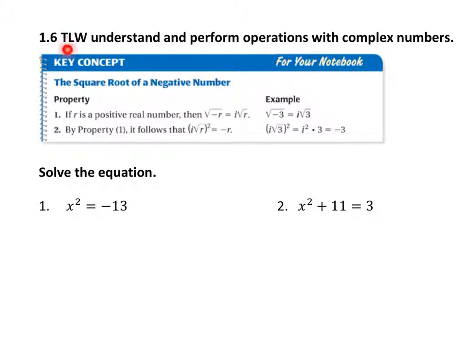All right, today's goal: the learner will understand and perform operations with complex numbers. So, key concept: the square root of a negative number. If r is a positive real number, then the square root of negative r equals i times the square root of r, because it's imaginary. For example, the square root of negative 3 is i square root of 3. By property 1, it follows that i times the square root of r, that quantity squared, is negative r.